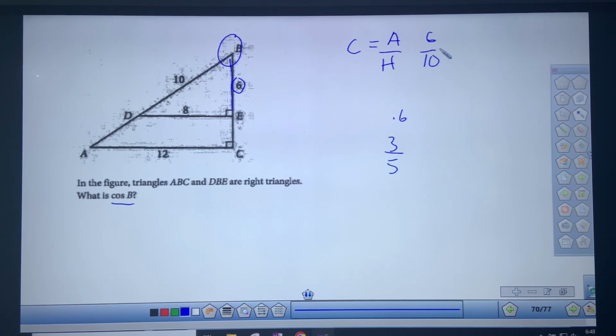They might let you get away with 6/10. But in the bubble boxes, it would be 3 divided by 5 or 0.6. Those are guaranteed correct answers.